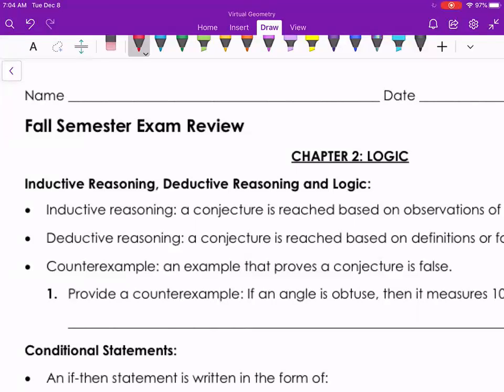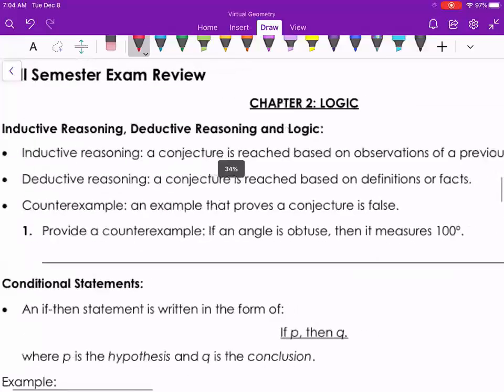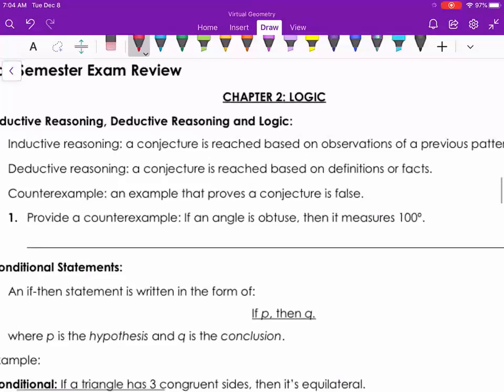Hi, everyone. We are still looking at our semester review, but today we're going to visit chapter 2. This was the logic section that looked at your different kinds of reasoning and your different kinds of statements that we can make. And then also, how do we use all of this with our different mathematical and geometric properties that we worked with. So let's start off with our reasoning and just review that for a little bit.